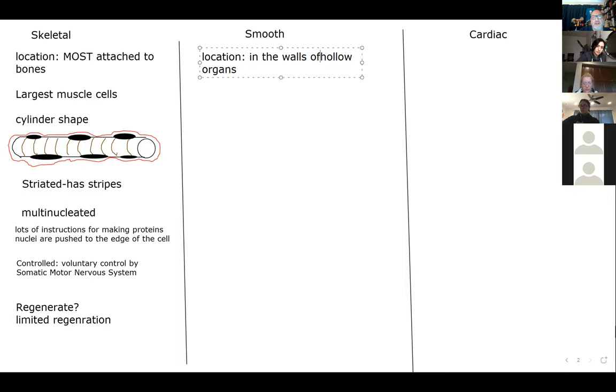Now, is that where all of our smooth muscle is found? No. Once again, most is found in the walls of hollow organs. Can someone give me an example of smooth muscle that isn't in a hollow organ? Let me ask the question again. Can someone give me an example of smooth muscle that would not be found inside of the walls of a hollow organ?